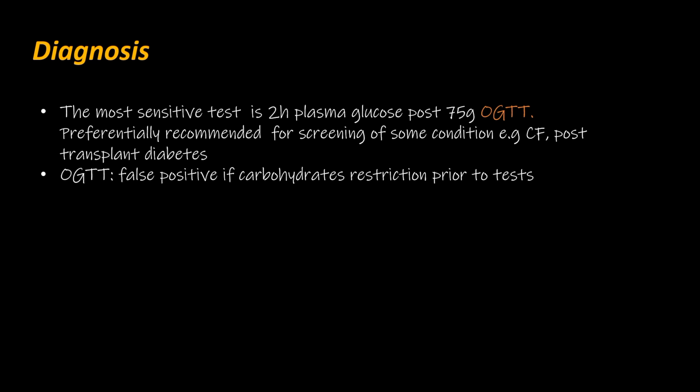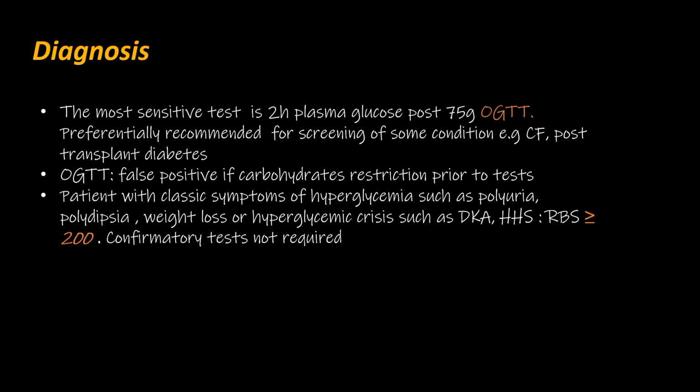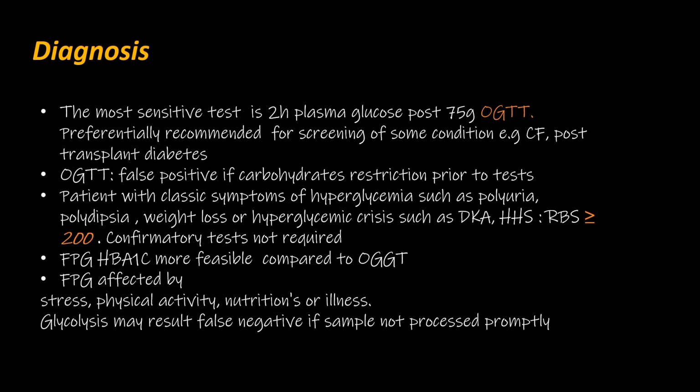The oral glucose tolerance test could be falsely positive if the patient did carbohydrate restriction prior to the test. If a patient has classic symptoms of hyperglycemia such as polyuria, polydipsia, weight loss, or a hyperglycemic crisis such as DKA or HHS, and the RBS is 200 or above, then a confirmatory test is not required. Fasting plasma glucose and HbA1c are more feasible compared to the oral glucose tolerance test, and in most clinical settings we use them for the diagnosis of diabetes.